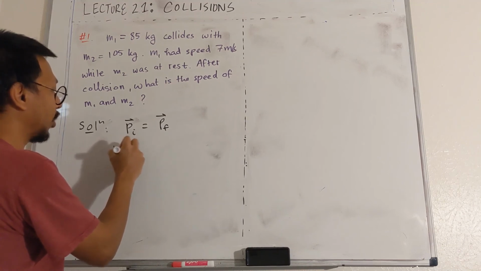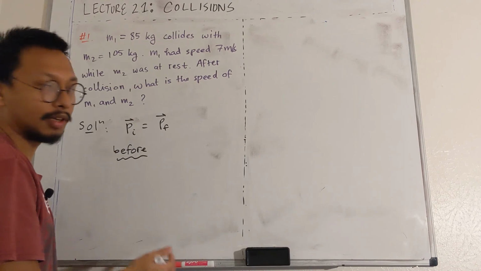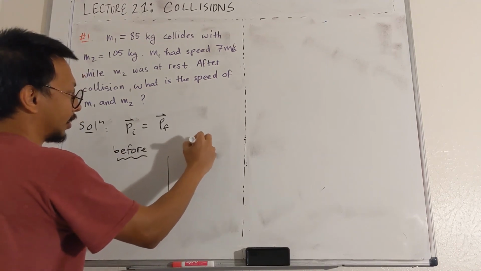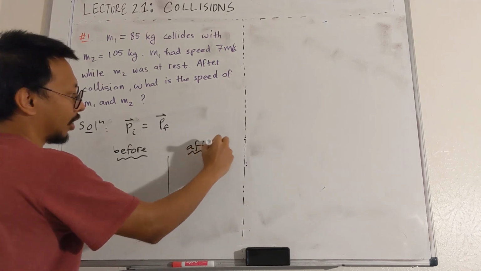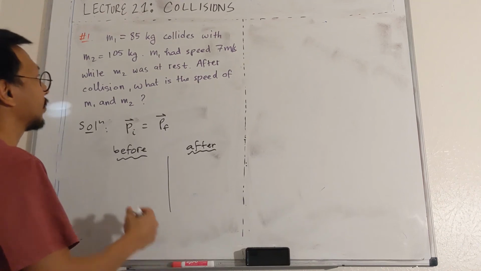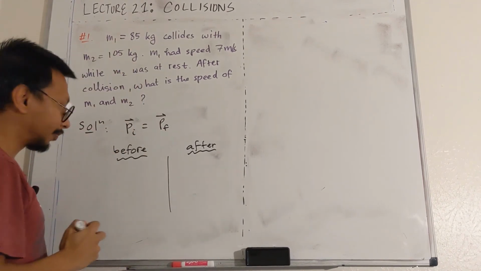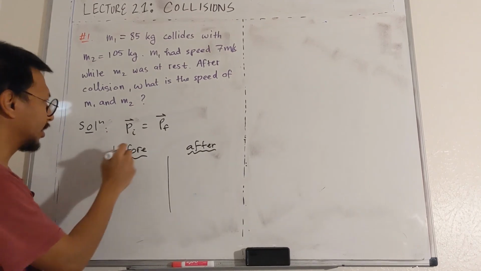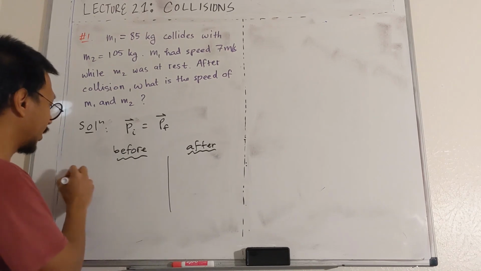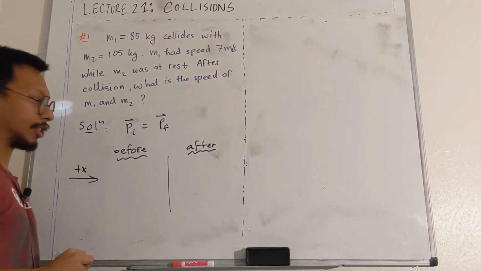So let's call one part of the diagram before, meaning whatever was happening in the system before collision, and another part, let's call it after, meaning whatever was happening after collision in the system. What is this system? This system consists of two players and nothing else, m1 and m2. Since we are dealing with vectors, we want to specify a direction. Let's consider plus x in the rightward direction to be positive.